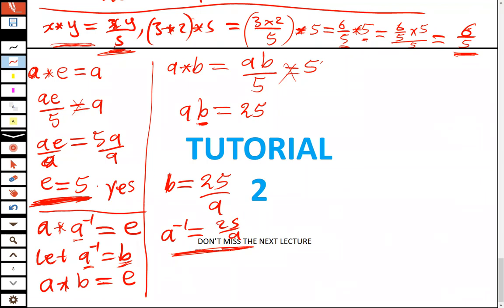All right, so this is the inverse function. So you can try and test it. You multiply this times that, you find the value of A star A inverse. The answer that you're going to get is simply just 5, which is the identity element.